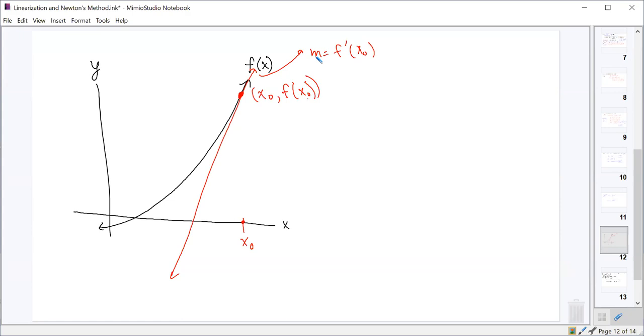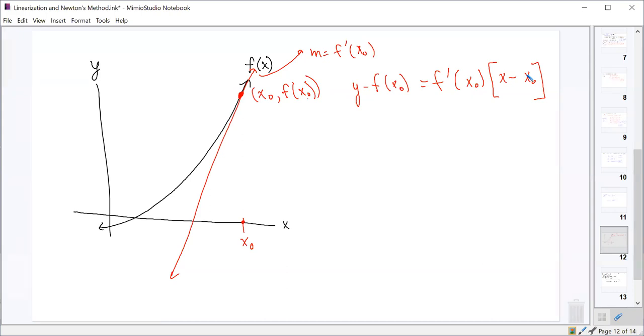How do you write the equation of a line? Point slope form, right? Point slope form is a good way. y minus f of x naught equals f prime of x naught times x minus x naught. Everybody agree with that? Right, y minus the y value equals m, the slope, times x minus the x value.